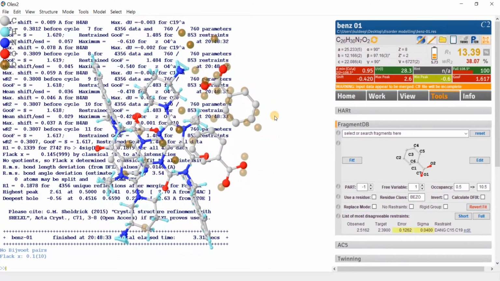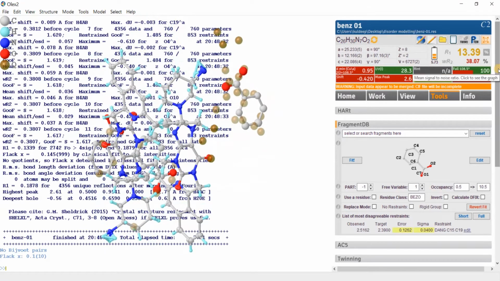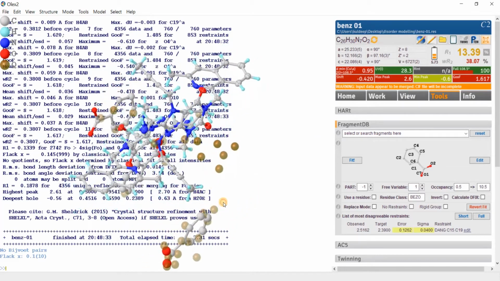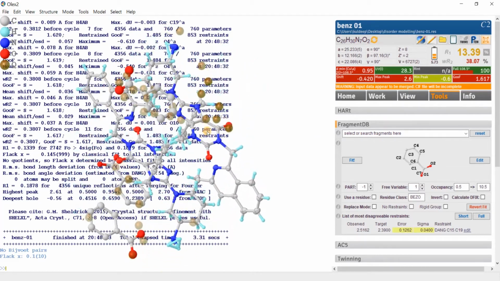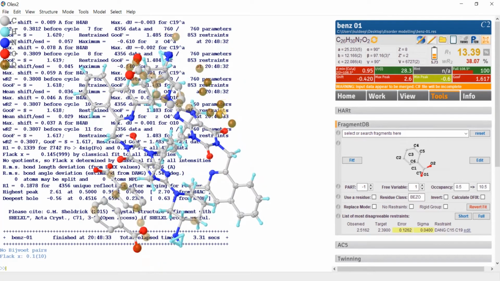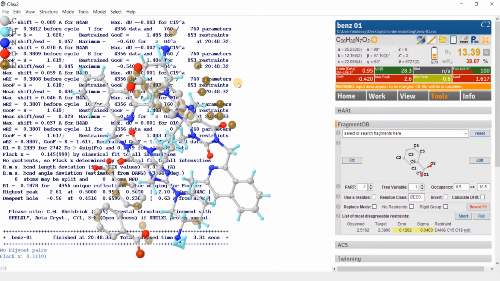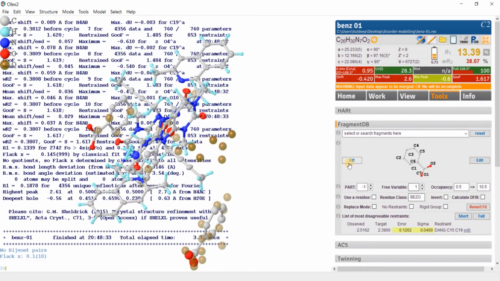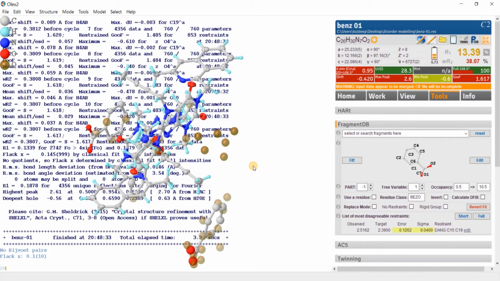I am left with one more molecule. Press this button and you can see the other molecule here. This is the carbon, these are two oxygens, and the remaining carbon will appear here. So let's first fit it. I am again going to fit with part -1. Occupancy is half because the second molecule is also half occupied and it is disordered about the two-fold axis.